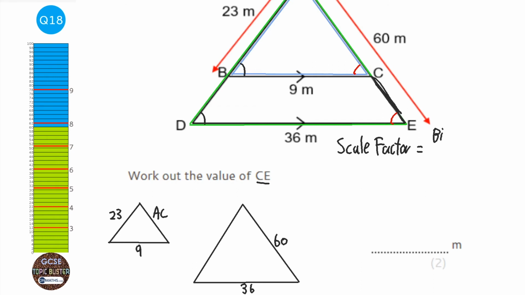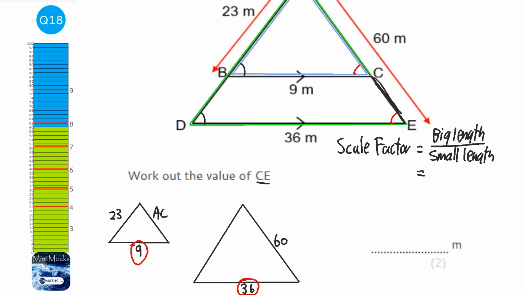And to do that, we do the big length. I say the same, it's not going to be the same length, but the same position on both triangles. So big length over small length. The two I'm going to pick are obviously the bottom two, and we're going to find out what we times 9 by to get to 36. So 36 over 9, and that's obviously going to be 4, because 4 times 9 is 36. So the scale factor is 4.